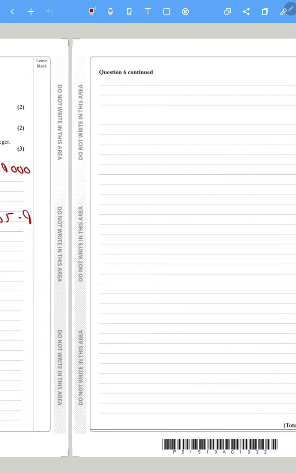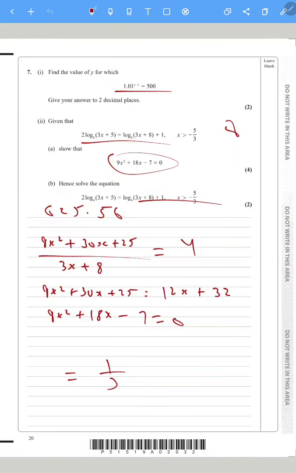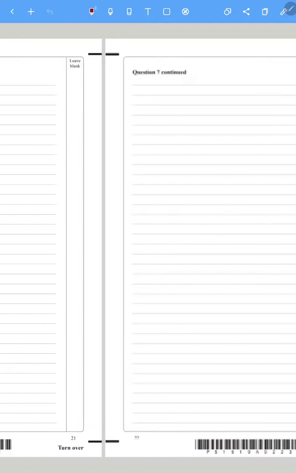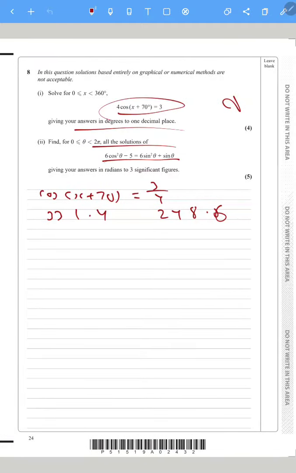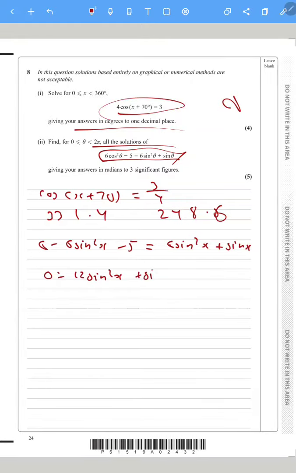One more, and however many, how long do we have left? Okay, so that's, no, we've done that one. It's this one. Okay then, so that is 6 minus 6 sine squared x minus 5 equals 6 sine squared x plus sine x. So that is 0 equals 12 sine squared x plus sine x, and that's minus 1, so that's 1 minus 1. Then solve that in my calculator, and that gives 12, 1, minus 1.